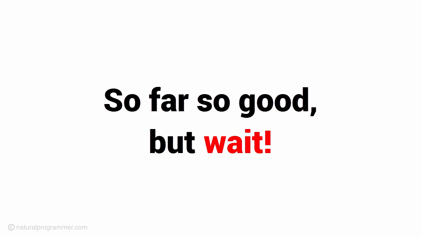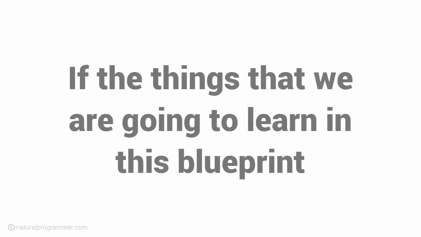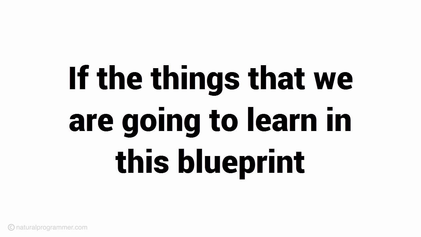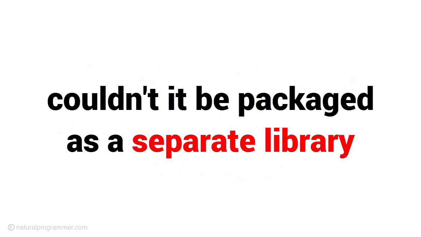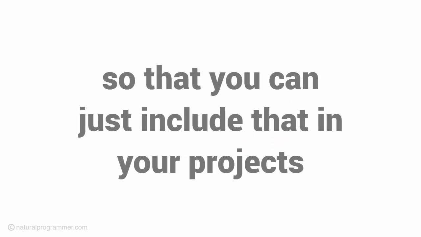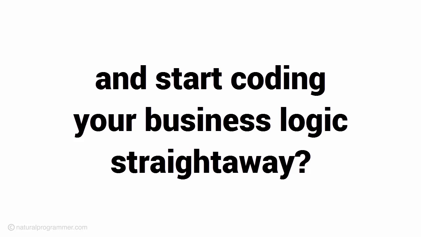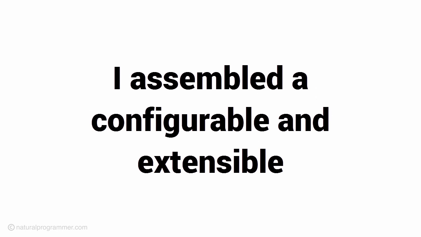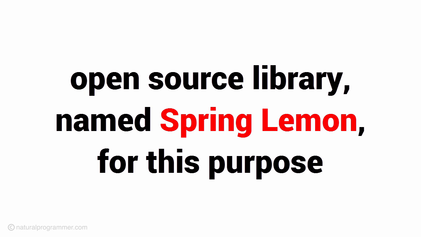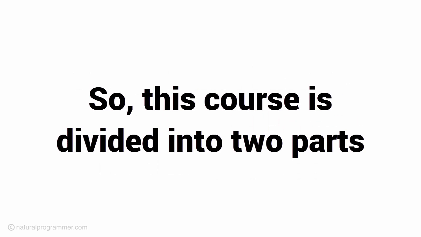So far so good. But wait, if the things that we are going to learn in this blueprint are common to all APIs, could not it be packaged as a separate library so that you can just include that in your projects and start coding your business logic straight away? Why not, I thought. And so I assembled a configurable and extensible open source library named Spring Lemon for this purpose. So this course is divided into two parts.